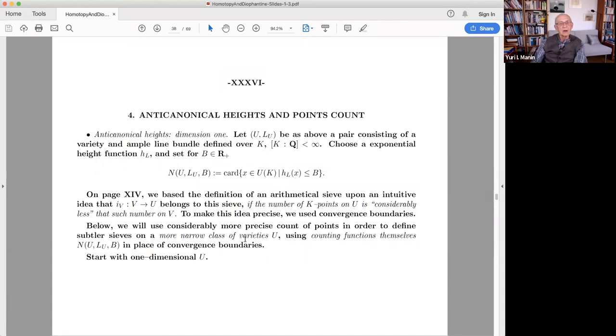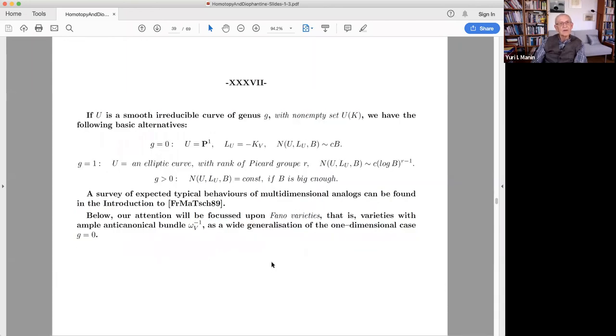And now I will get a much more precise count of points in order to define subtler sieves, but in a more narrow class of varieties U, using counting functions themselves in place of convergence boundaries. And to have some intuition about it, start with one dimensional U, that is just curves.